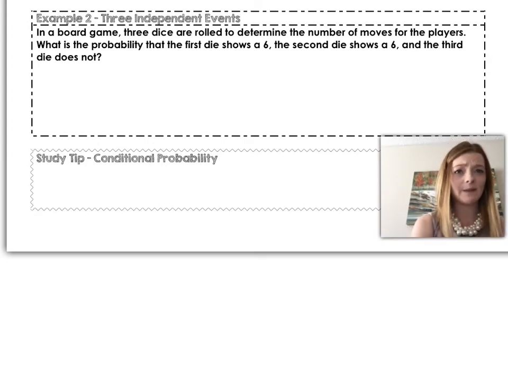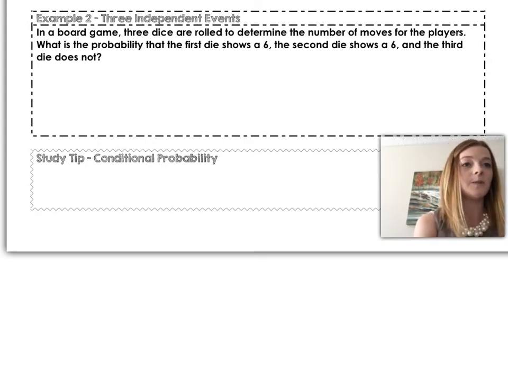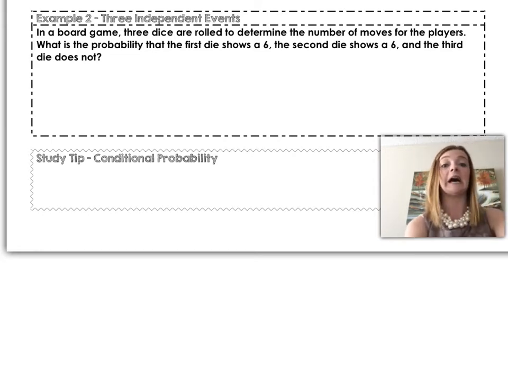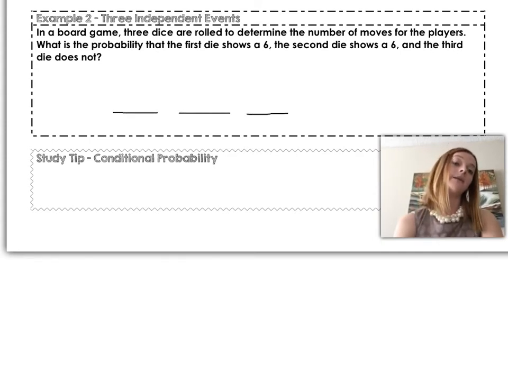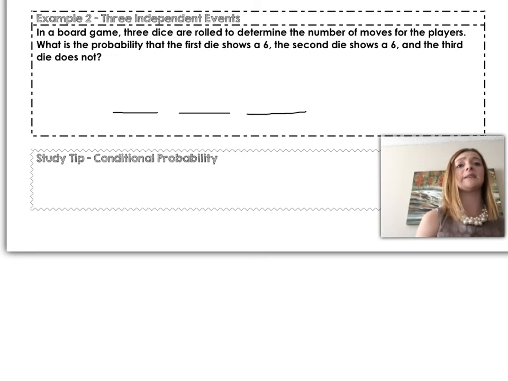So we have a board game, and we have 3 dice being rolled to determine the number of moves for the players. What's the probability that the first die shows a 6, the second die shows a 6, and then the third die does not, okay? So there are 3 events occurring, so I'm giving myself 3 placeholders just so that I mentally know that there are 3 more things happening.